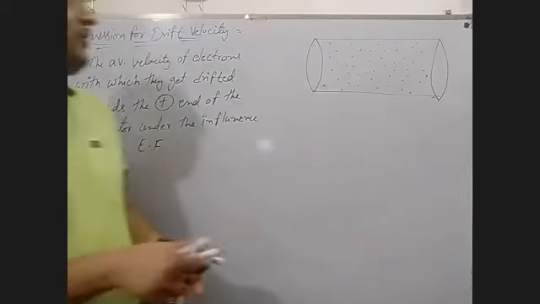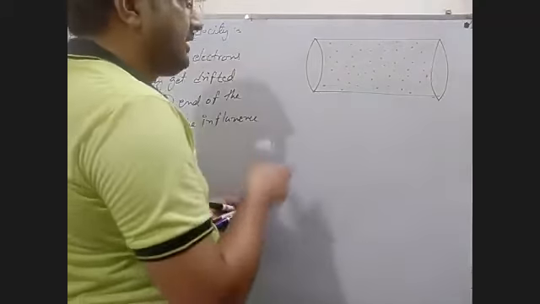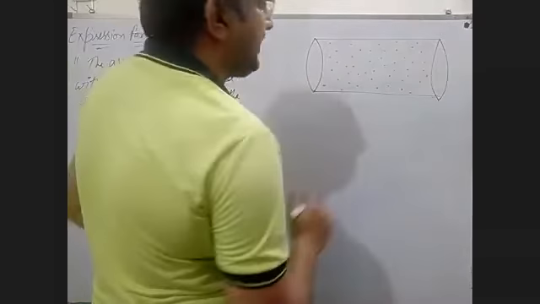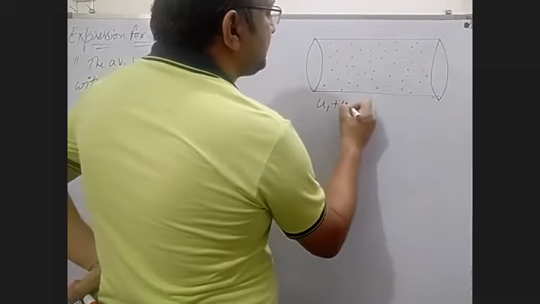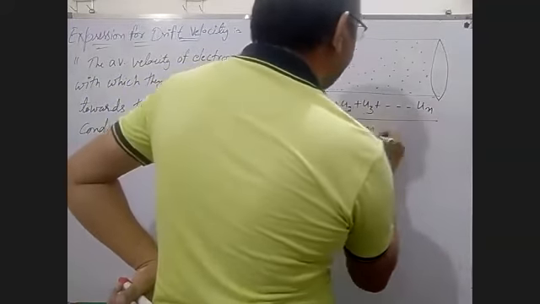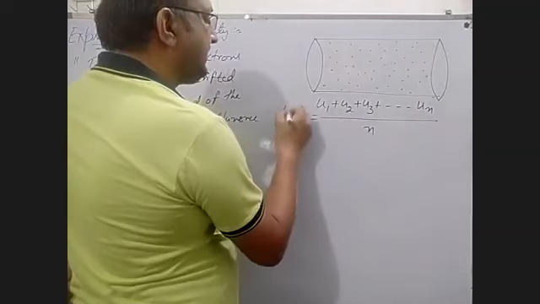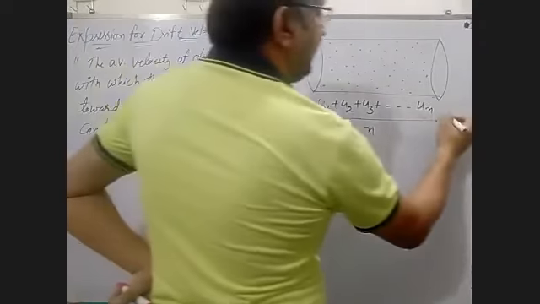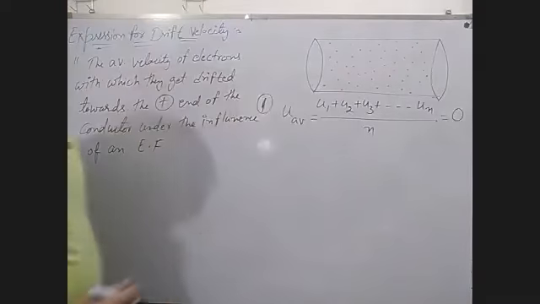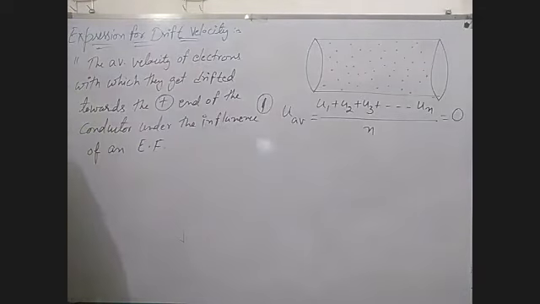Now, what is the thermal velocity of these electrons? In this case, when no electric field is there, no voltage is applied, u1 plus u2 plus u3 up to un, upon n, this is the average thermal velocity, and its value is 0. This is our first equation. By this diagram, as there is no electric field, we can take this value equal to 0.